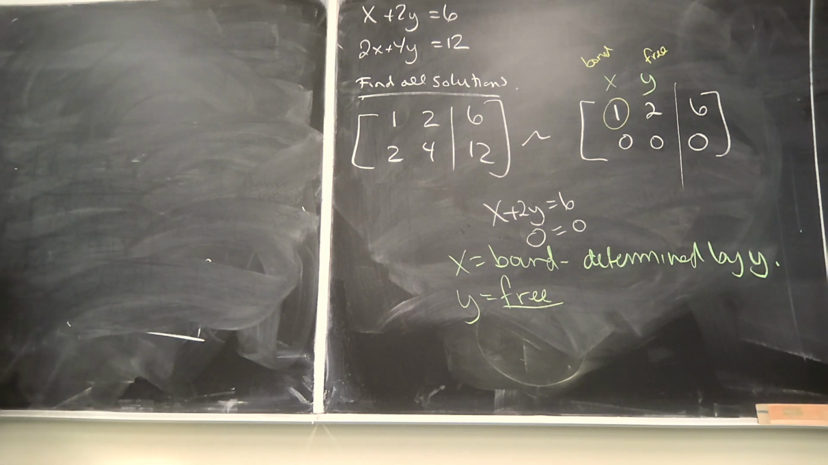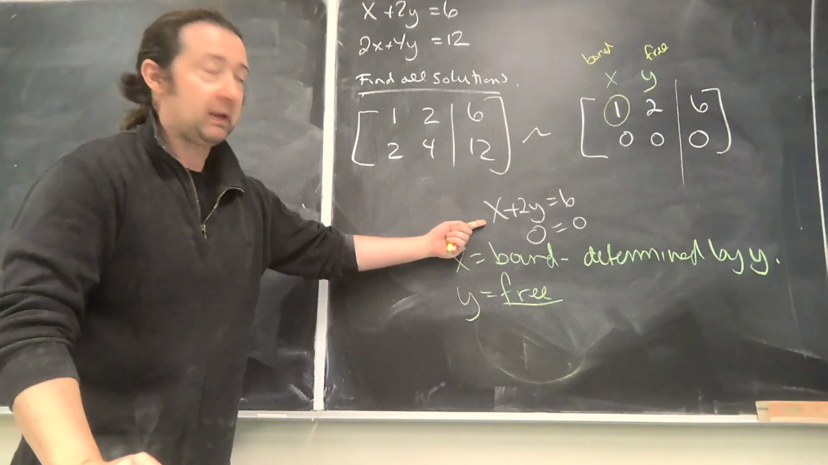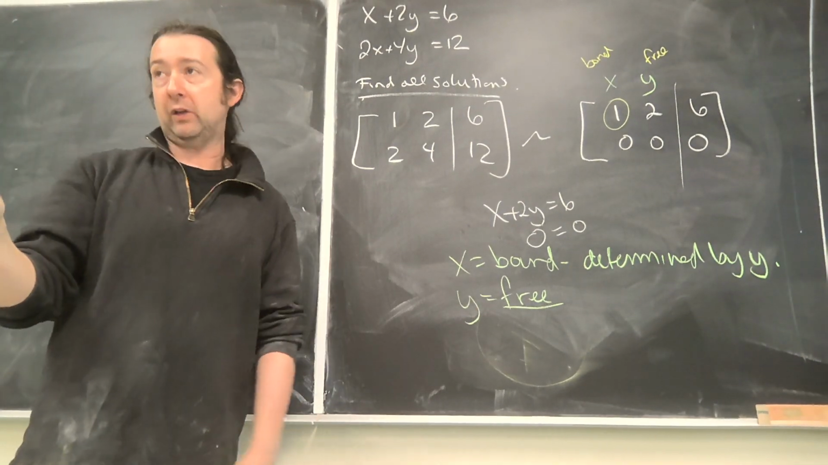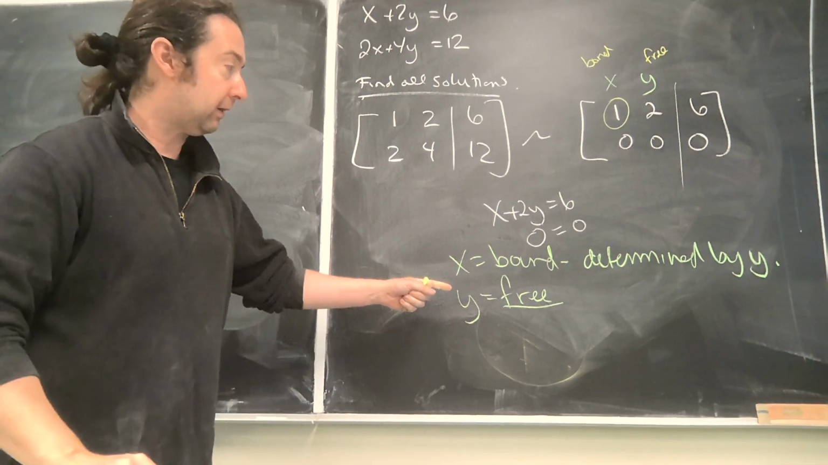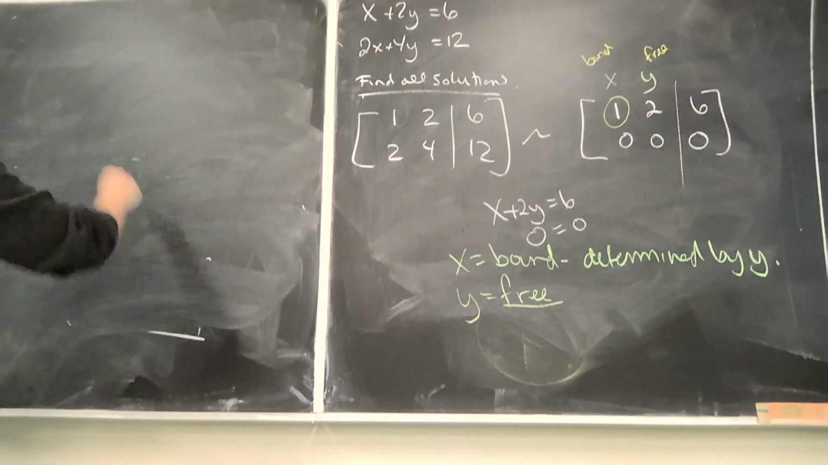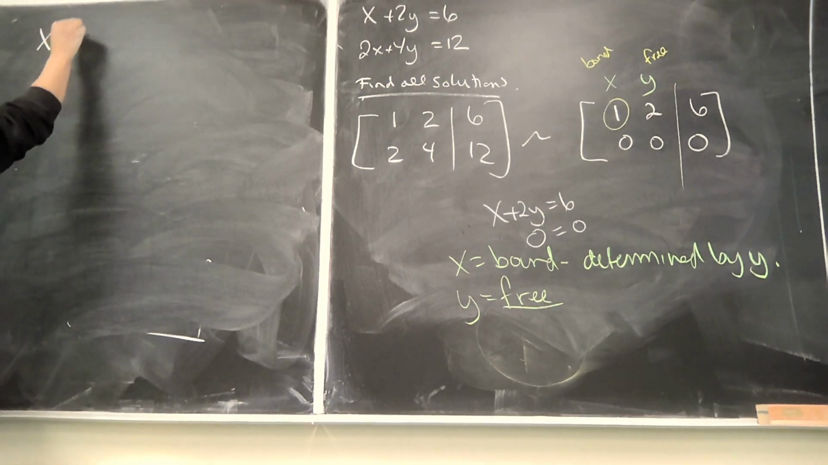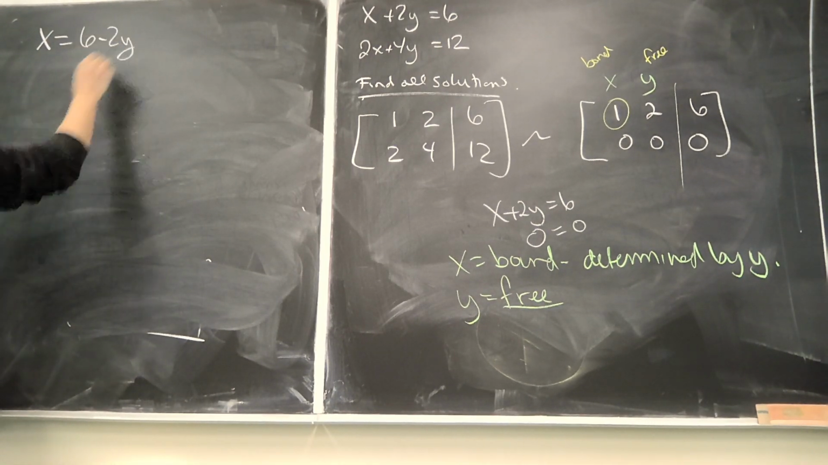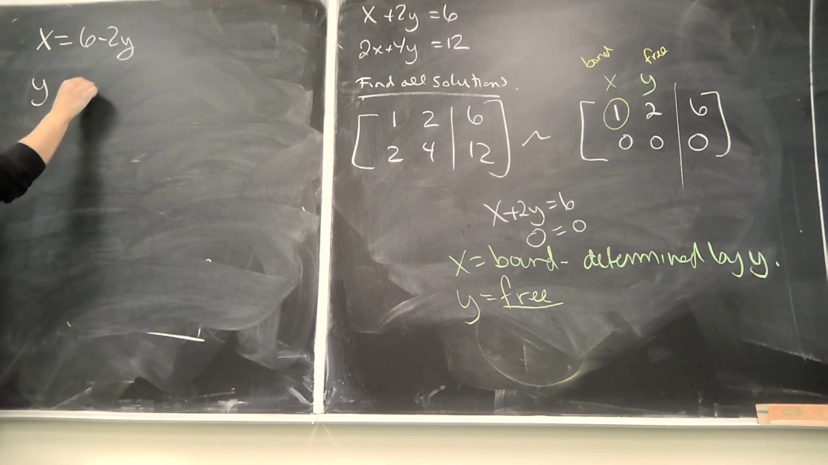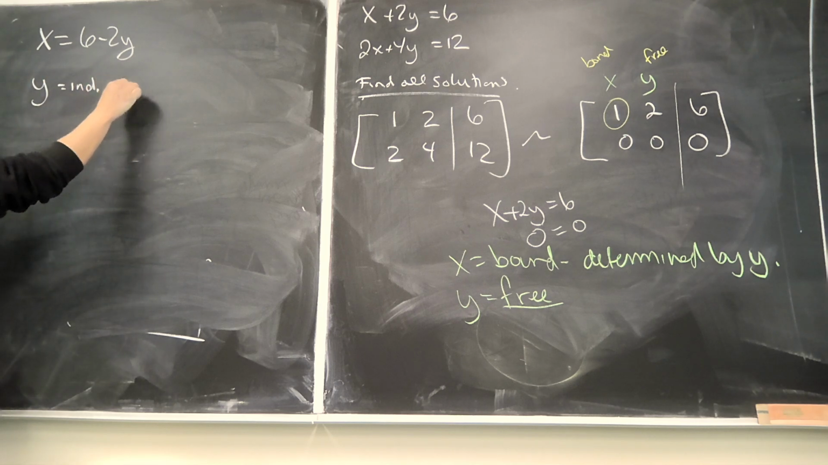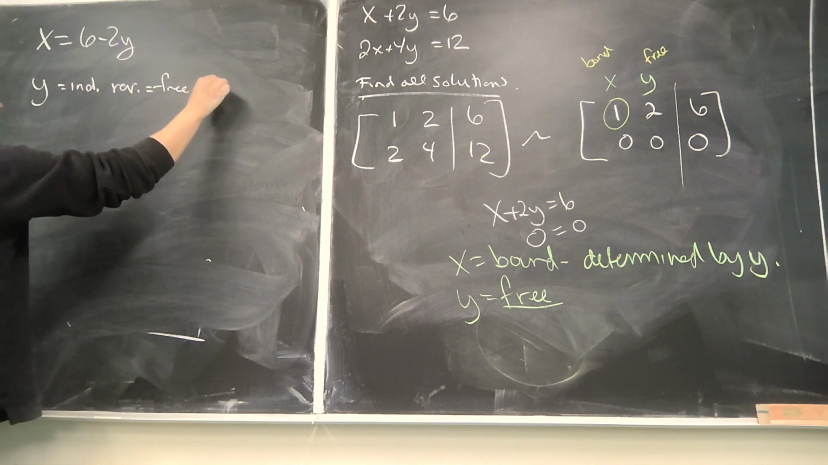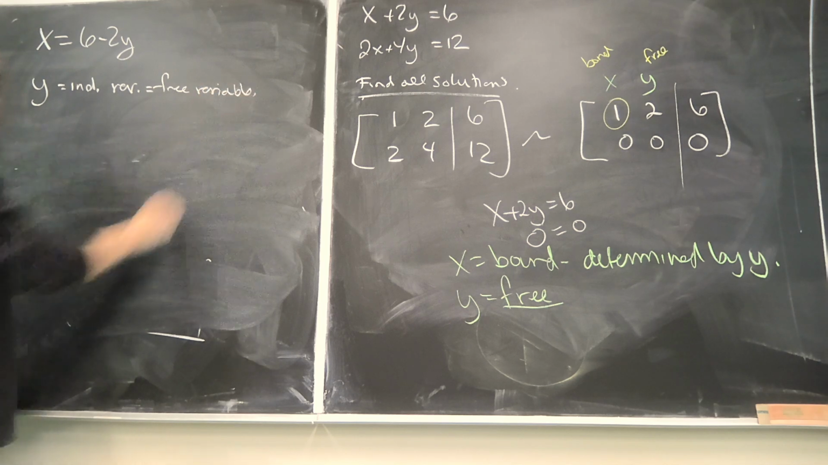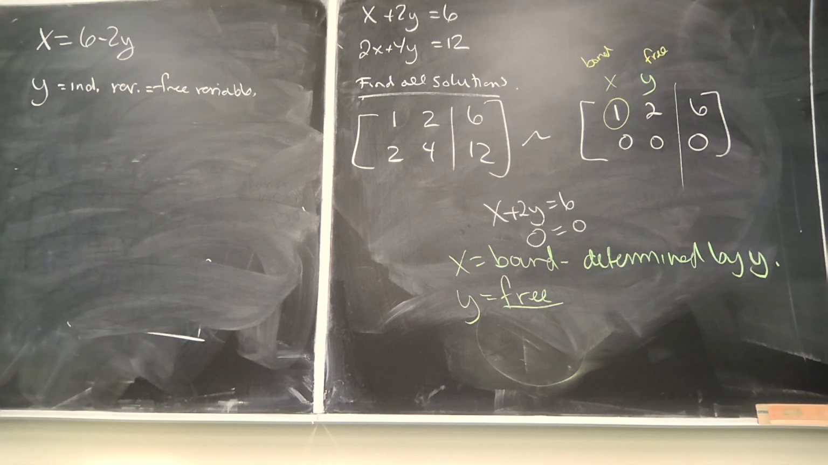If x is a bound variable, I'm going to solve for it in terms of the free variables. The free variables are independent, the bound variables are dependent. X is equal to 6 minus 2y, and y is an independent variable, or if you like, a free variable. I can't tell you what y is, but once you pick it, I can tell you x.